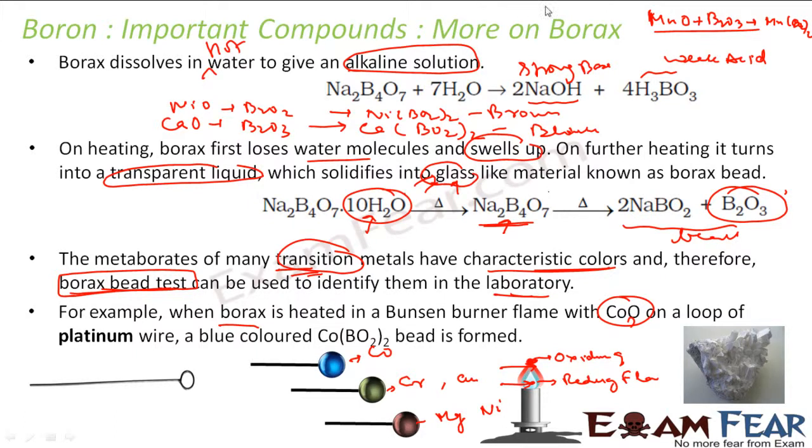This is the use of borax here, because borax gives a borax bead, and these beads give different colors to different transition metals, and this helps you identify different metals. Please note, the platinum wire is used here because it is unreactive.